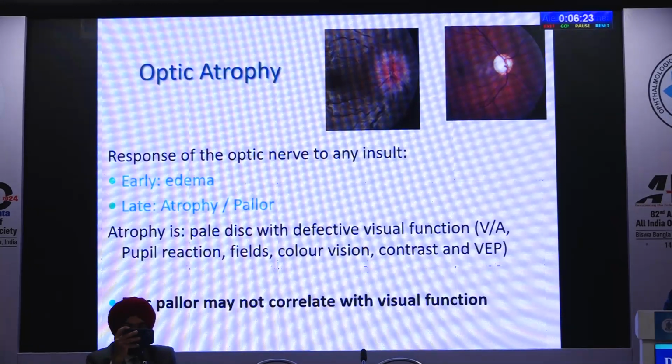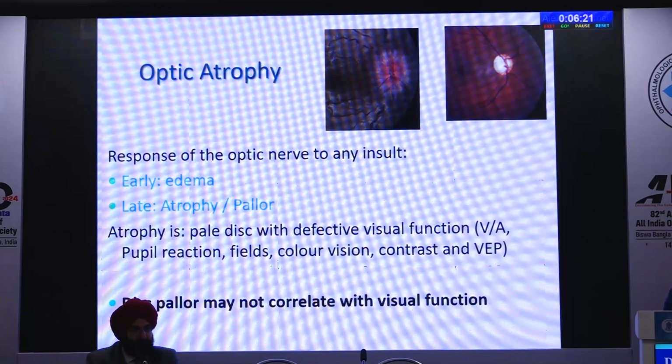There's edema, initial insult, injury, edema, swelling. It is very rarely that you'll be able to, just on the basis of the edema, get a diagnosis, but it sometimes is suggestive. And over time, there's just going to be atrophy and pallor of the optic nerve. Atrophy would be a pale disc with defective visual function in one form or the other.